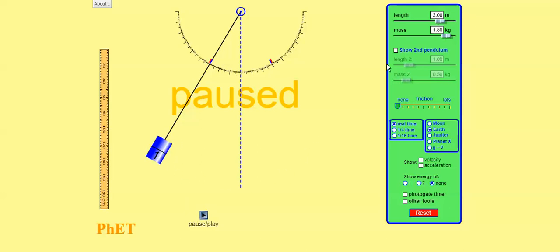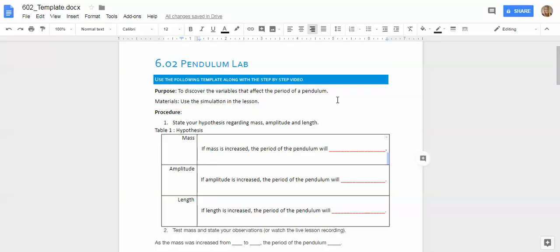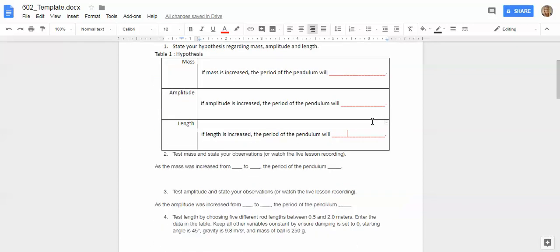And lastly, if I change the length of the string, how will that affect the time it takes for the pendulum to swing back and forth? So think about those for a moment and pause the video if you need to. Once you're ready, fill these three red blanks in with what you feel may be appropriate. Again, with a hypothesis, it's okay to be wrong. It's just your initial educated guess as to what you think will happen.